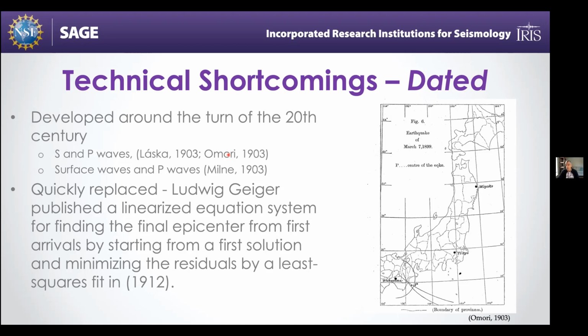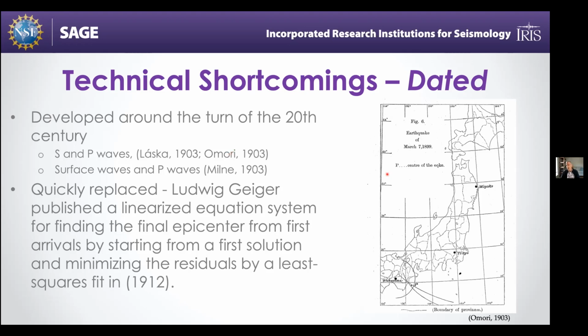I'd also note at this time in 1903, they also weren't called P and S and surface waves. They didn't have that nomenclature in 1903. And so these were going to be called preliminary waves for the most part that they were using.